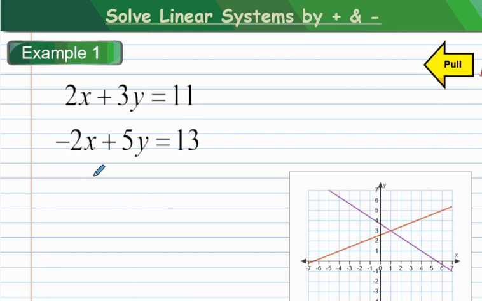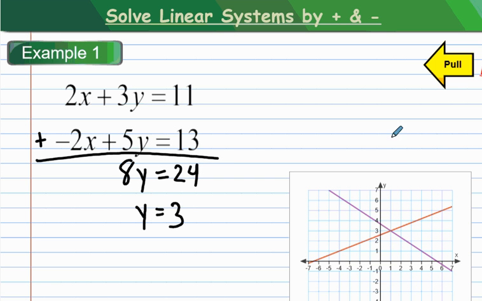So here we go. I've got 2x and negative 2x. So in this case, the x's are going to cancel each other out. So if I go adding the two equations like we have been doing, 2x plus negative 2x makes 0 x's. 3y plus 5y is 8 y's. 11 plus 13 is 24. And then 8y equals 24, divide both sides by 8, and I get y equals 3. So those two lines should be crossing at a y-coordinate of 3.